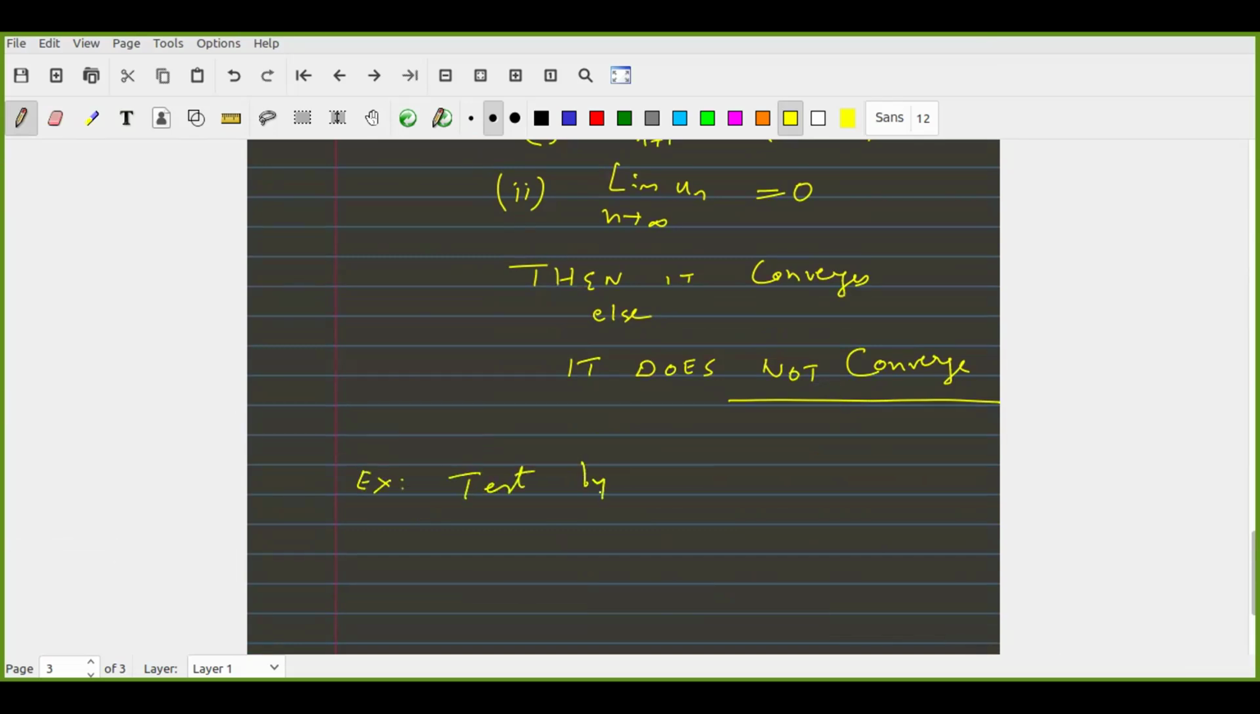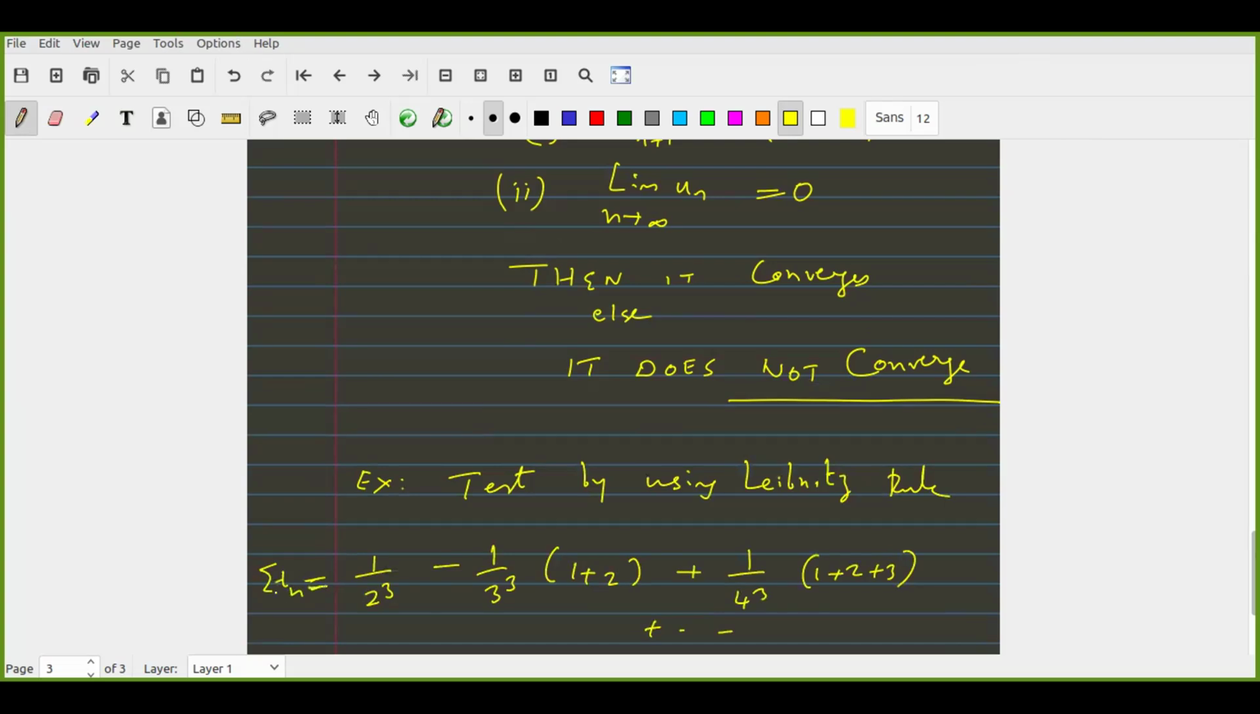Test by using Leibniz criteria: 1 by 2 cube minus 1 by 3 cube into (1 plus 2) plus 1 by 4 cube into (1 plus 2 plus 3) and so on. It's clear. If your summation Tn is given in this way, I'm conscious about the notation, because the general format I take is minus 1 power n minus 1 times un.